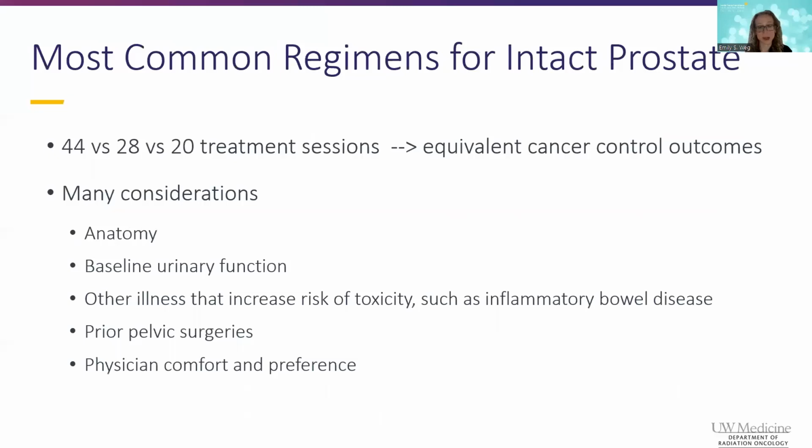And so you may see patients at our center treated with 44 treatments. There are still some patients who we think may benefit from that longer treatment course. There are some patients having prostate radiation 28 treatments or 20 treatments. They're all equivalent when it comes to cancer control outcomes. There are many considerations that go into choosing one approach over another. That includes anatomical considerations, what the patient's baseline urinary function might be, other illnesses that may increase their risk of toxicity, such as patients with inflammatory bowel disease, whether the patients had prior pelvic surgeries or procedures in the area, as well as physician comfort and preference.